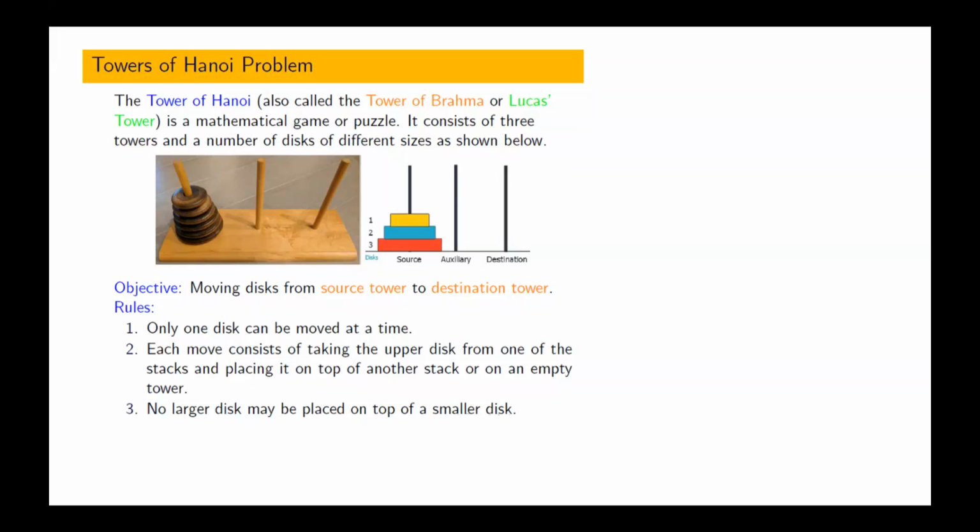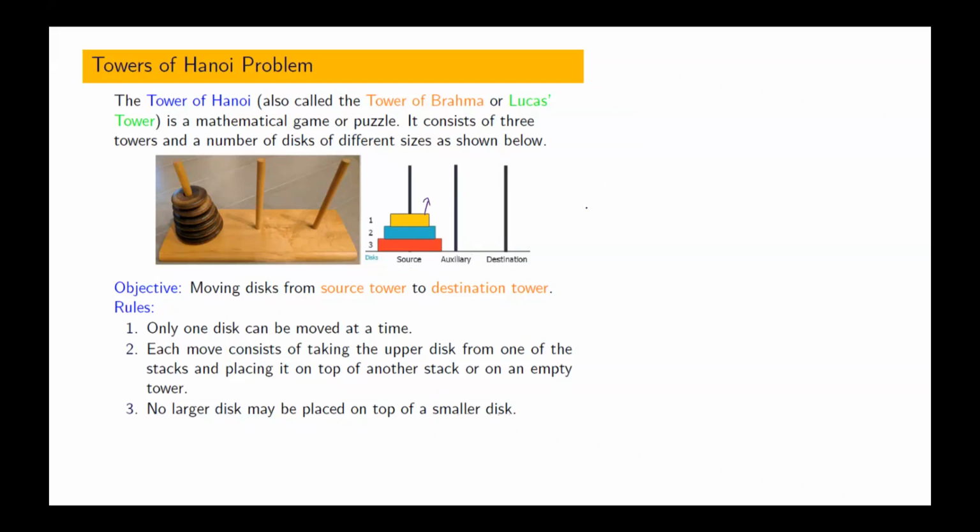So what are the rules here? We are given 3 poles: source, auxiliary, destination. We need to transfer disks from one pole to the other pole according to the rules. What are the rules? Only one disk can be moved at a time. In each move, we can only move the top disk. What is the other important rule? No smaller disk should be on top of a larger disk.